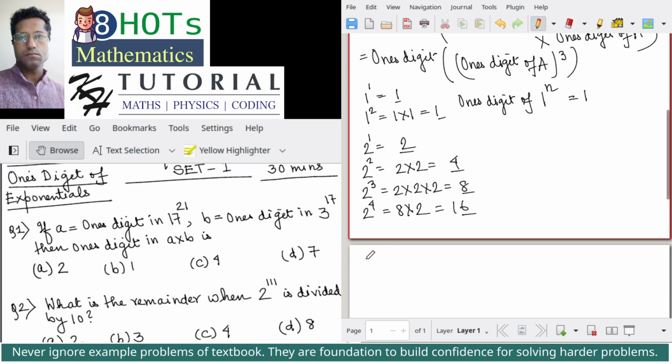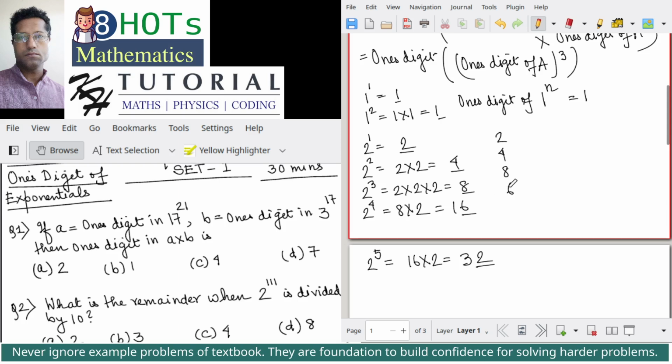Okay, now let's see what will be the ones digit of 2 to the power 5. So this is 16 into 2, which is 32. So you see the ones digit is again back to 2. For the power of 1, the ones digit was 2, and again for the power of 5, the ones digit is 2. So these ones digits 2, 4, 8 and 6 will get repeated after every fourth power of 2.